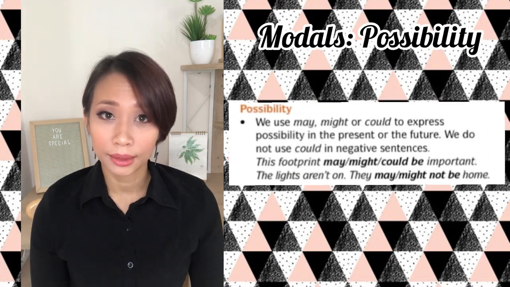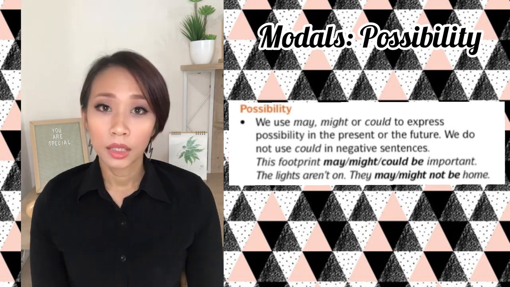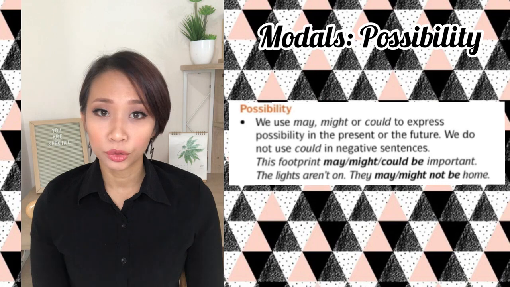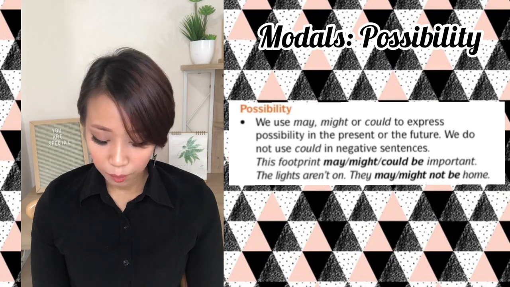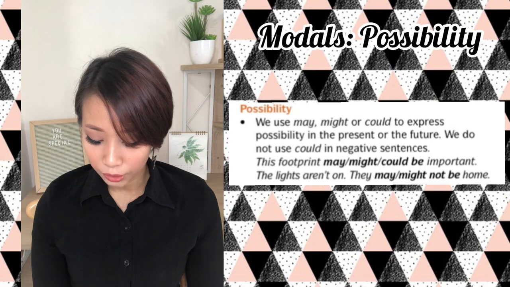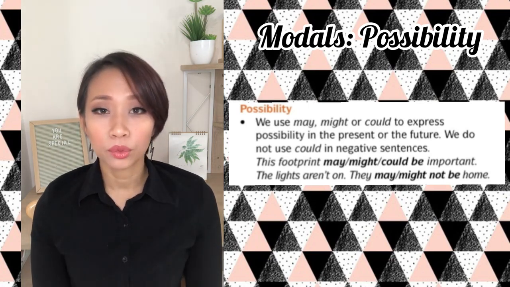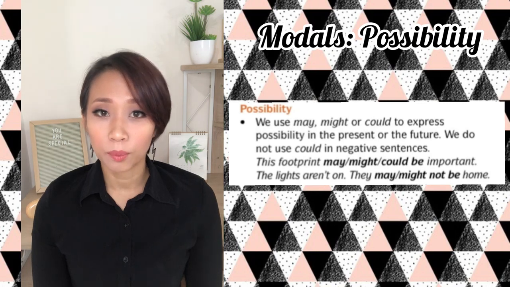Possibility, kemungkinan. We use may, might, or could to express possibility in the present or the future. Kita guna may, might, atau could untuk bercakap tentang kemungkinan yang berlaku di masa sekarang atau di masa depan. For example, this footprint may, might, could be important. Kesan tapak kaki ini mungkin penting. Mungkin penting untuk masa sekarang dan mungkin penting untuk masa akan datang.